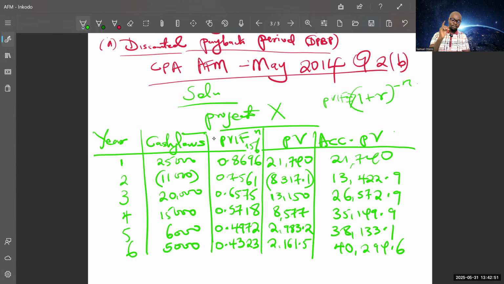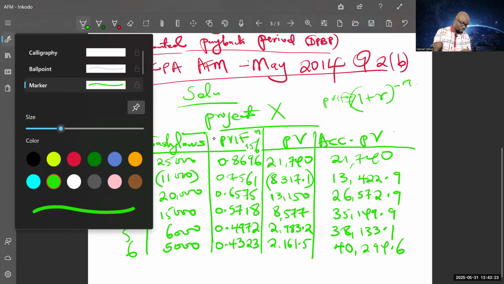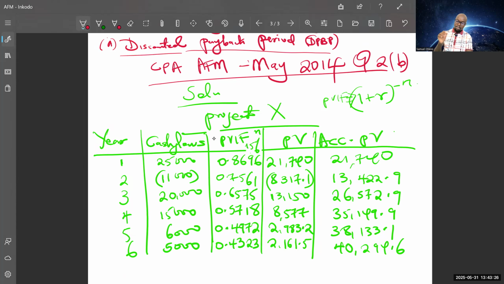How much did we invest? 38,500. If we go to year number 5, we are going to recover 38,133.1. And remember, we invested 38,500, meaning we are yet to recover the remaining bit. And the remaining bit is the difference between 38,500 and 38,133.1. Now, it begs the question, how do we now compute the payback period? We know already, let me change this. We know that our payback period falls between year number 5 and year number 6.